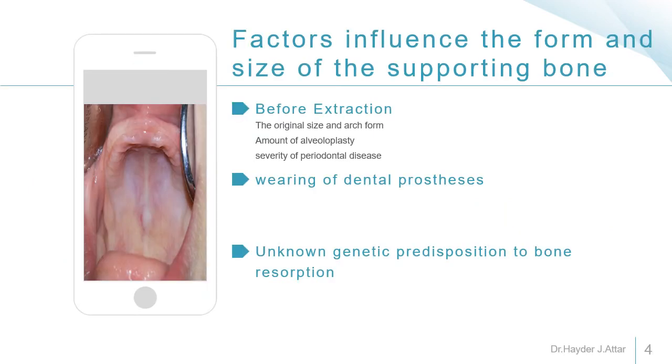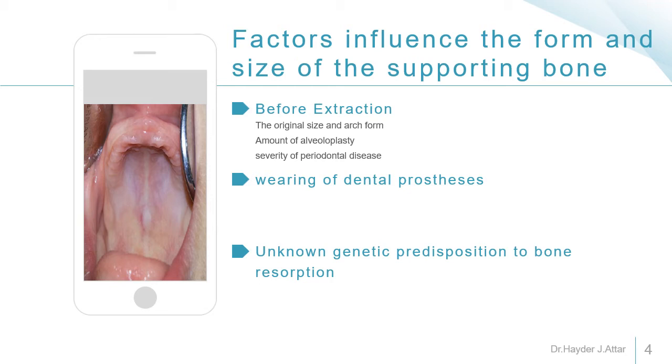The factors that influence the form and the size of the supporting bone can be categorized into three factors. The first are factors that affect the size and form of the edentulous area before the extraction of the teeth, which include the type of extraction of the teeth and the time since the extraction of the teeth. When the time since extraction is longer, that means more resorption of the alveolar bone, and the amount of the alveoloplasty that occurs during the extraction of the teeth.